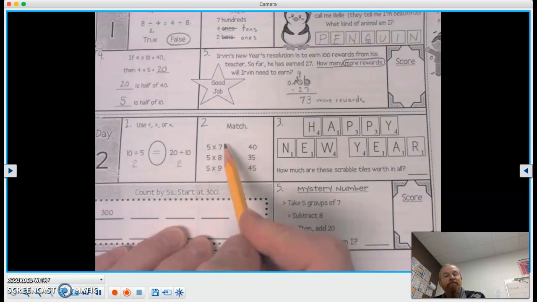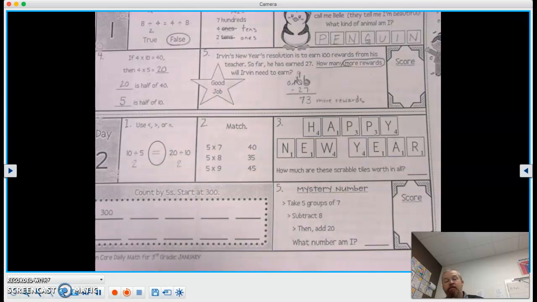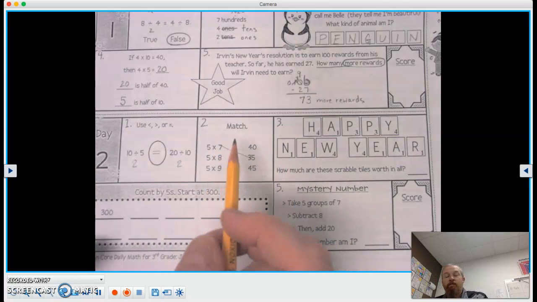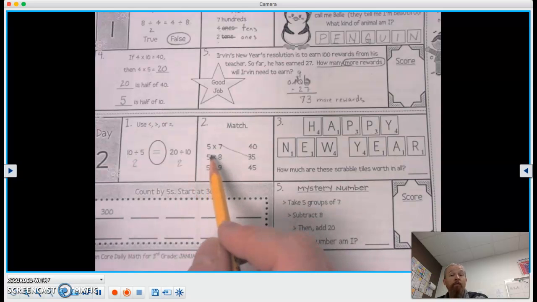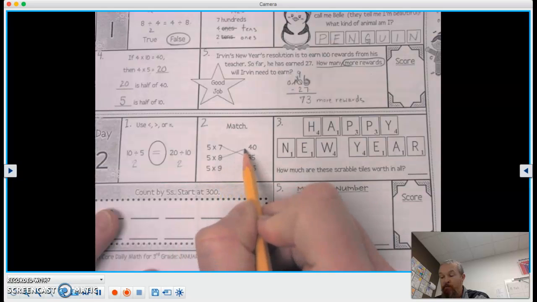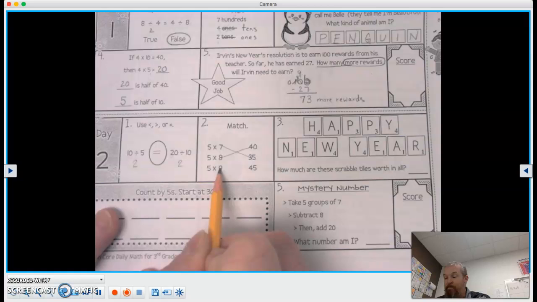Okay, here we go. We have 5 times 7. So 5 times 5 is 25, 30, 35. So 5 times 7 is 35. 5 times 8, so one more 5 compared to 35 would be the next number up, which is 40. And 9 would be the next number up, which is 45.